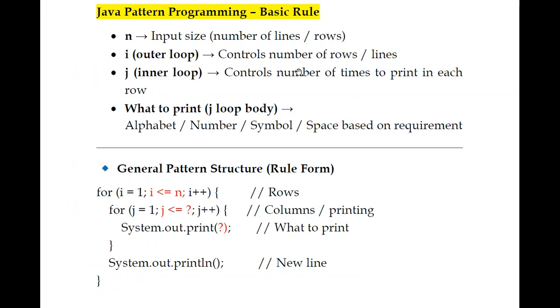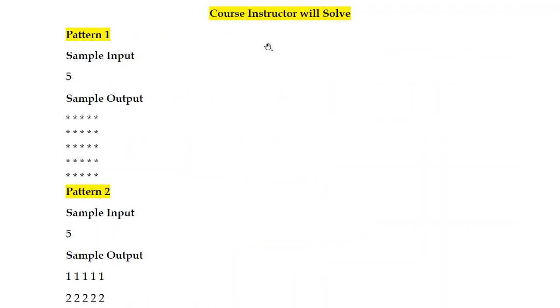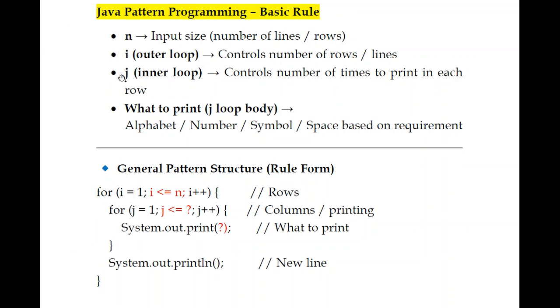Whatever you call it, rows or lines, who provides that number? n, the input size, the number of lines or rows required. For example, if I need 7 rows, I give that as the input, that is my n variable. And to implement and control that, we require the variable i.